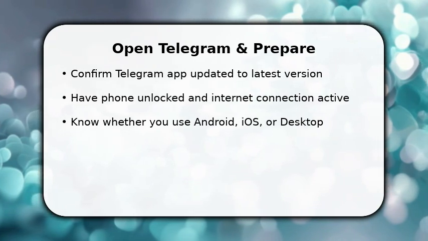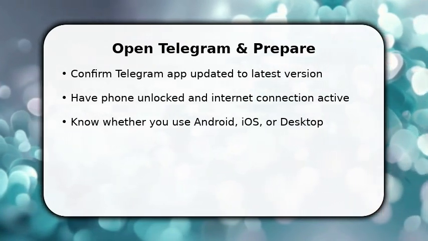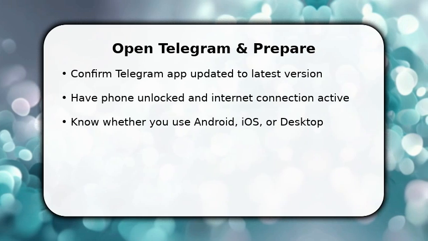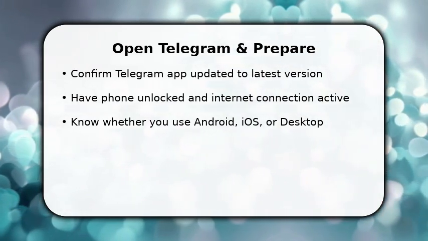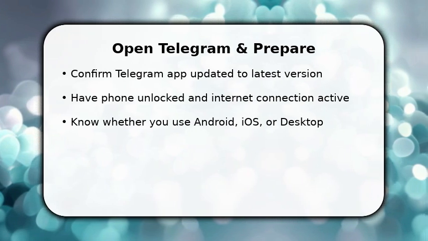If you use desktop, open Settings from the 3-line menu. These first steps get you straight to the settings screen where safe search or content filters can be found. Proceed now to modify filters.